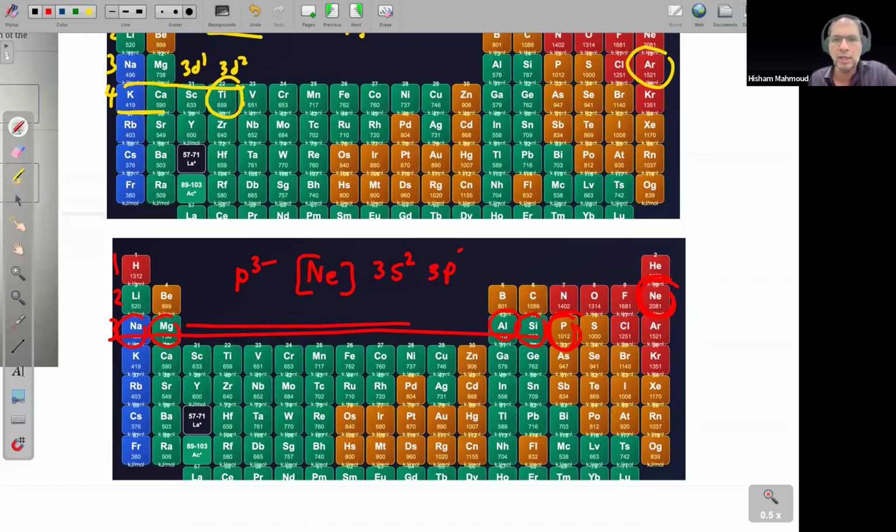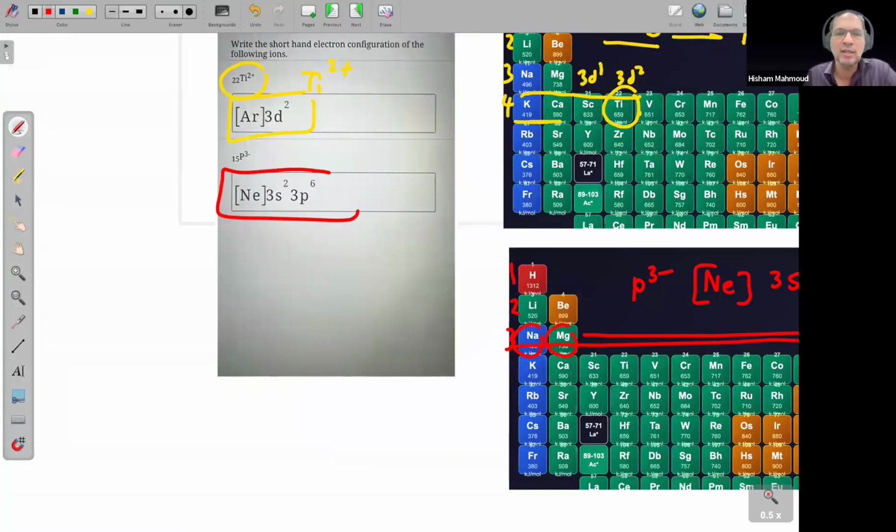So 3p3. Wait, did you add electrons? Yes, I added 3 electrons. How many did you add? 6. So 4, 5, 6. You are talking about here. So it is 3p6. When it gains 3 electrons, it becomes stable like the argon. That's why the configuration is 3p6.